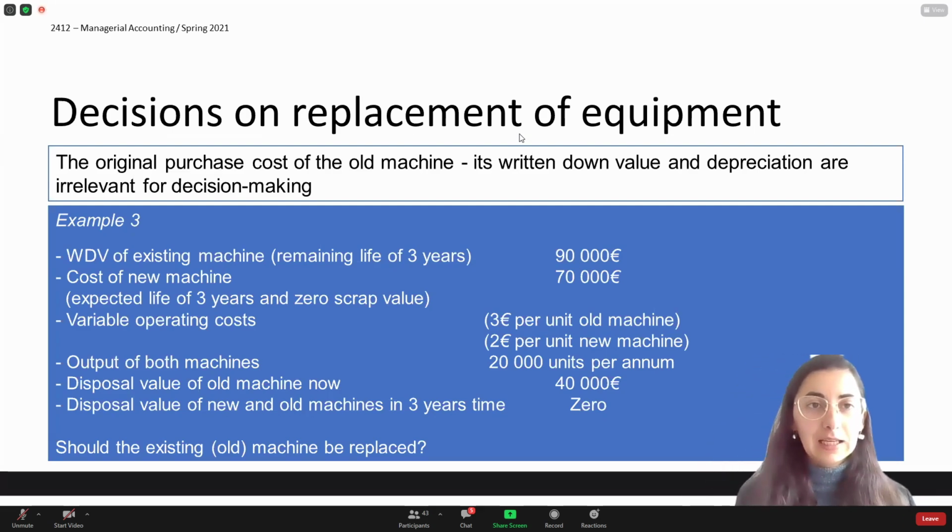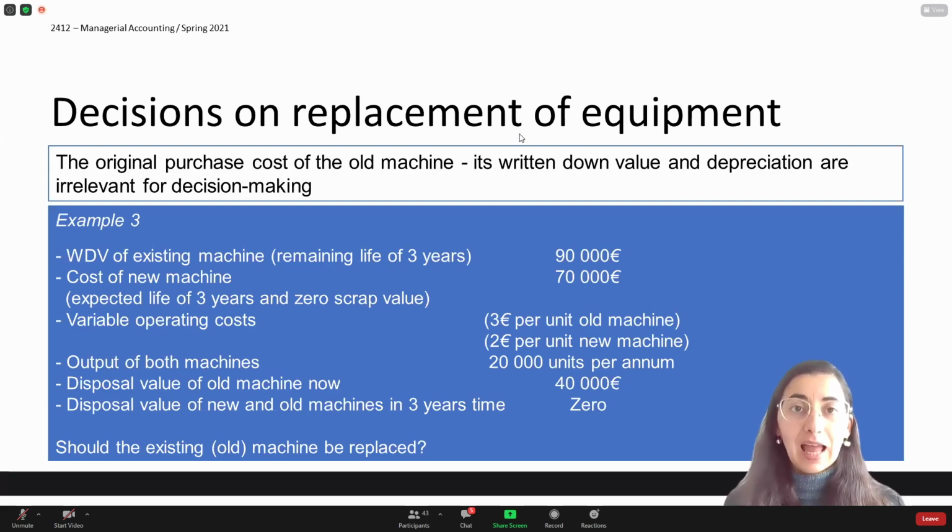Now we have this example with information. The written down value of the existing machine with a remaining life of 3 years is 90,000. So this is the value that we have on the balance sheet in the asset of the machine. And then we are considering to purchase a new machine. The cost of purchasing the new machine is 70,000 euros, and it has an expected life of 3 years and 0 scrap value.